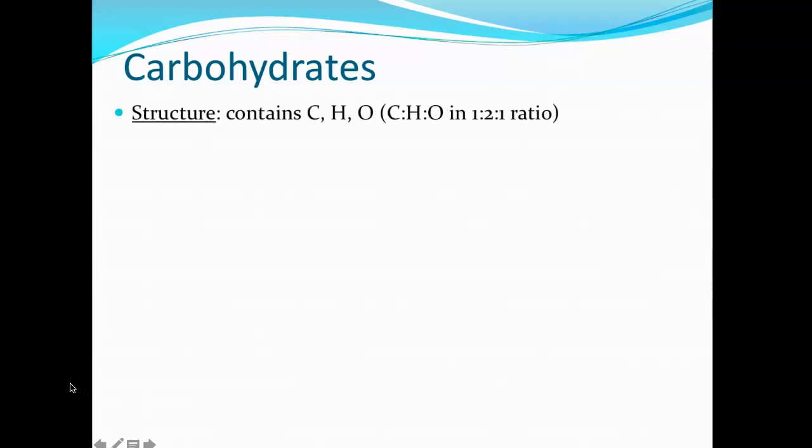All right, so carbohydrates, otherwise known as sugars, are going to contain carbon, hydrogen, and oxygen only, and it's going to be in a 1 to 2 to 1 ratio. An example of a 1 to 2 to 1 ratio of CHO would be C6H12O6, also known as glucose. So a 1 to 2 to 1 ratio.